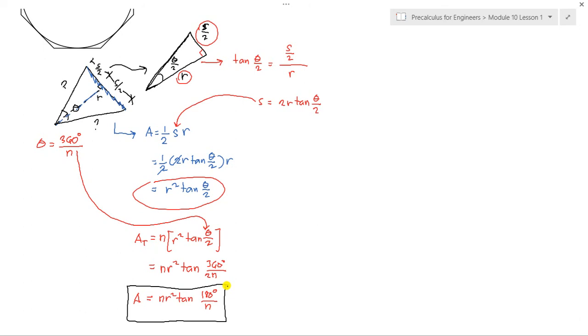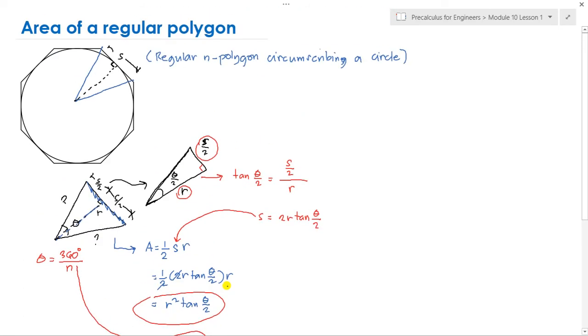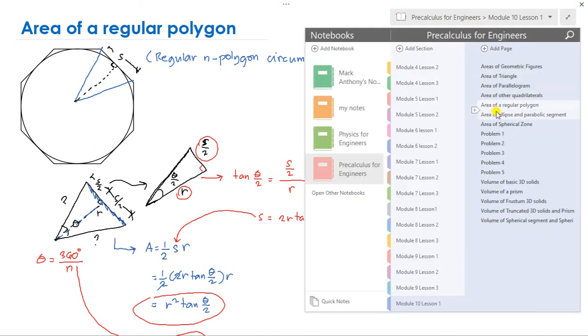Nasunod na class? Walay pangutana? Walay pangutana? Okay, so if walay pangutana, then let's proceed to the next one.